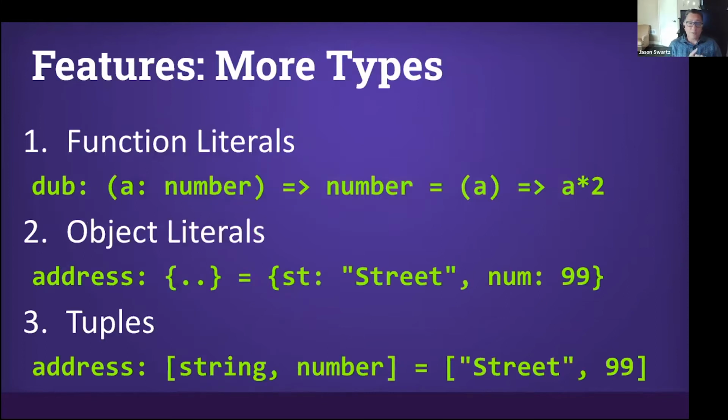Next feature I'd like to go over is, well, more types. If you're familiar with ES6, you're familiar with function literals. Here's an example of a function literal called dub, takes a number, and number being the base type for numerics in TypeScript, takes a number and doubles it. This lambda notation is really from ES6, so it's really a JavaScript holdover, but since all of ES6 syntax is supported in TypeScript, this works out.